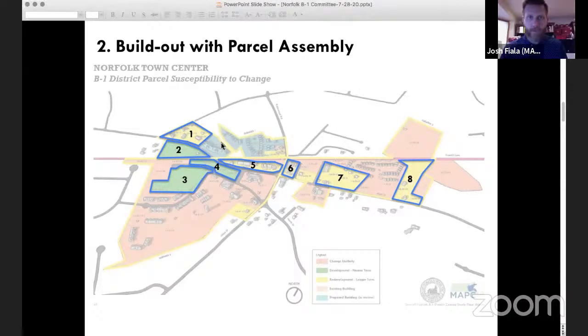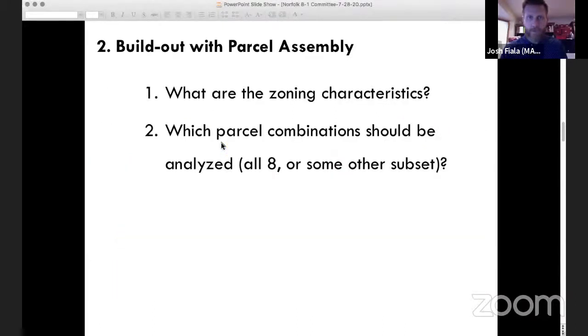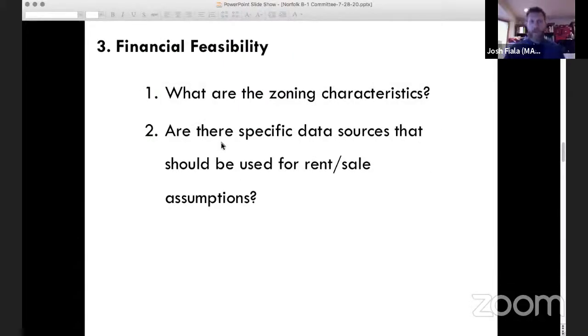And then, so next, the exercise of looking at financial feasibility of the mixed use development programs. Again, I think we've confirmed it'll basically be the same zoning assumptions that plug into that financial model. And then the other question, I guess you can confirm that.